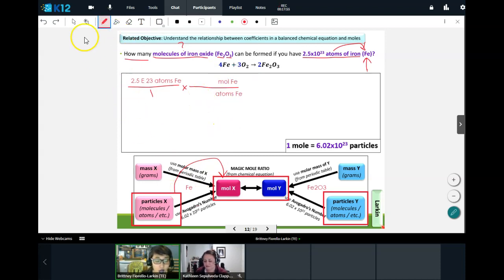Cool, so taking a look here, what do I need to use to go from atoms to moles? Remember, atoms are a type of particle, and we literally just learned a way to convert this. So whose number do I have to use to go from atoms to moles?